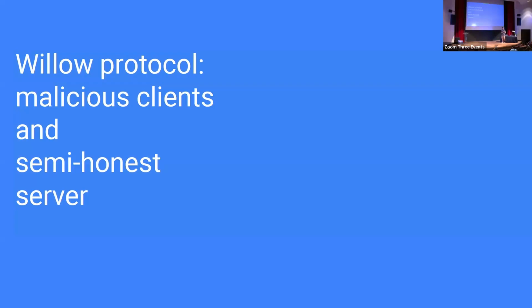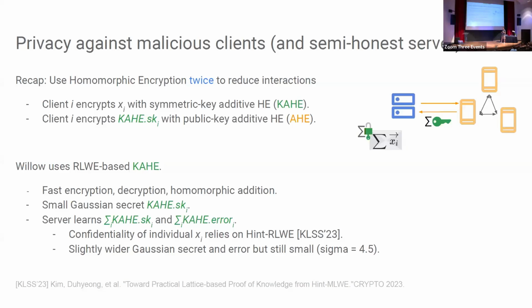Next, I'm going to show you how we build a secure protocol. I'm going to start with the simpler case where the server is semi-honest, but the client could be malicious. In Willow, we use RingLWE-based KHE. In particular, the RingLWE-based homomorphic encryption scheme has very fast encryption and decryption. Because we only use additive homomorphism, the homomorphic addition is really, really cheap. We also use small Gaussian secrets, so that the AHE cost can be minimized.